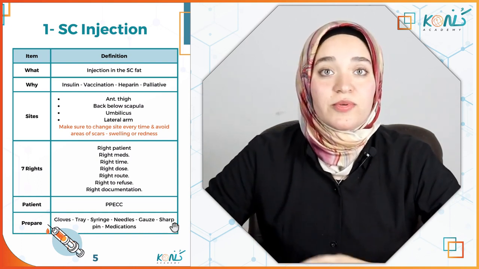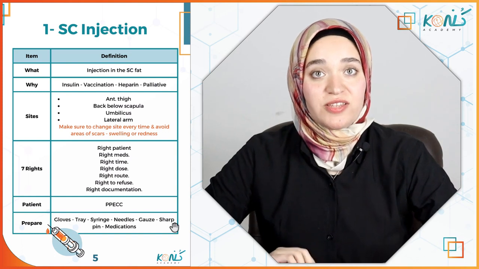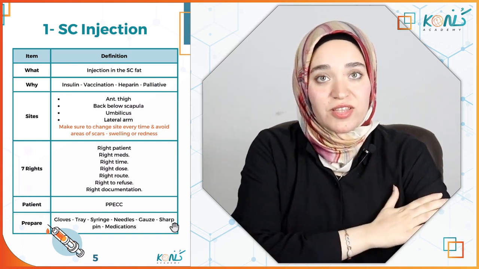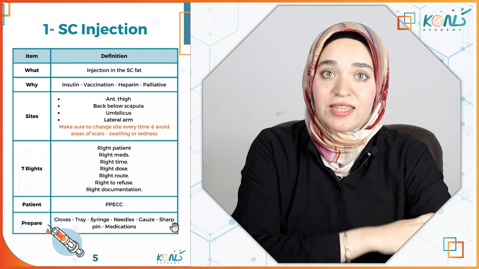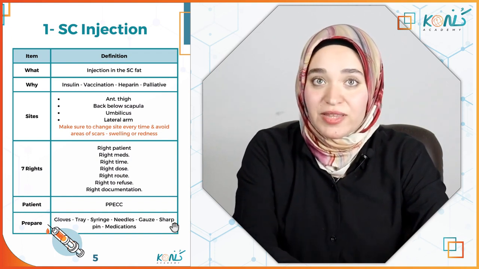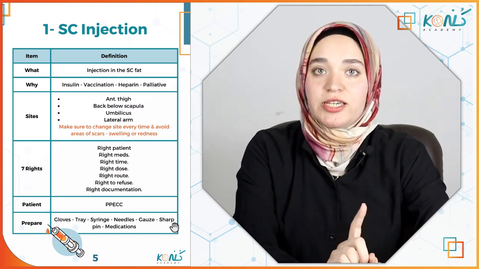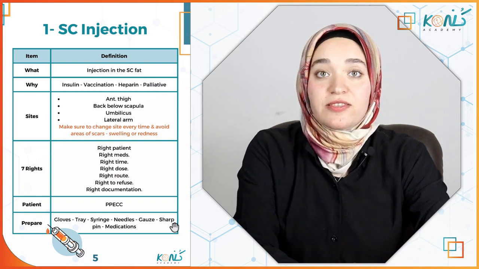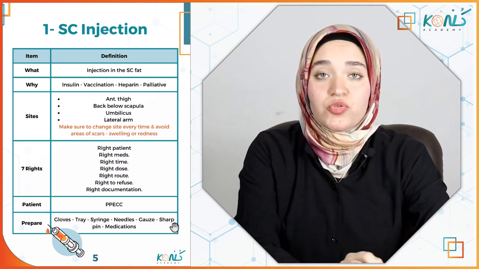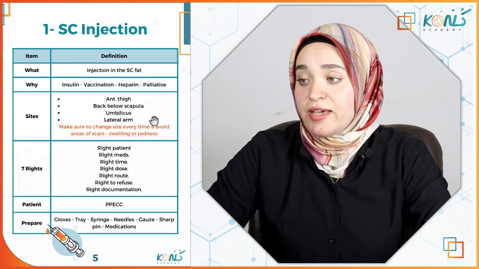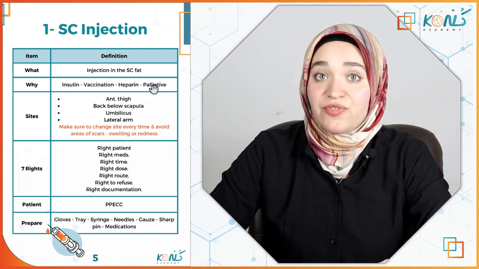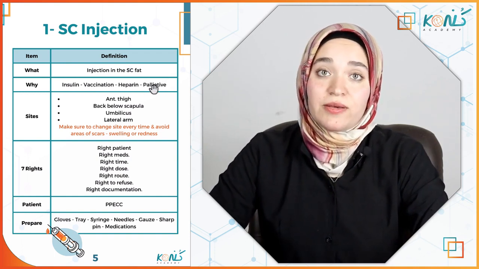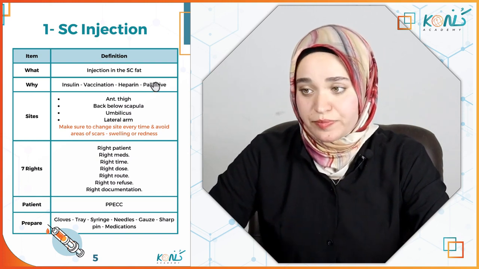Then explain what is subcutaneous injection. Subcutaneous injection is injection in the subcutaneous fat. Why we need it: in case of giving specific medication like insulin, like heparin, like some vaccination, and also in some situations like palliative care. People can take like morphine subcutaneously.